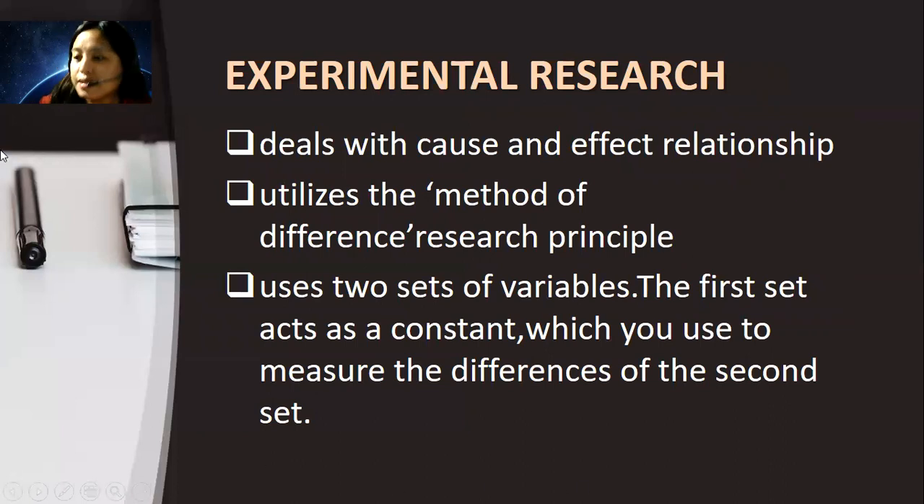Now, our next research design is the experimental research, which deals with the cause and effect relationship. This also utilizes the method of difference research principle and uses two sets of variables. The first set acts as a constant when used to measure the difference of the second set. Experimental research also uses the scientific method to establish the cause and effect among variables. So there will be a dependent and independent variable, a control, and an experimental group.